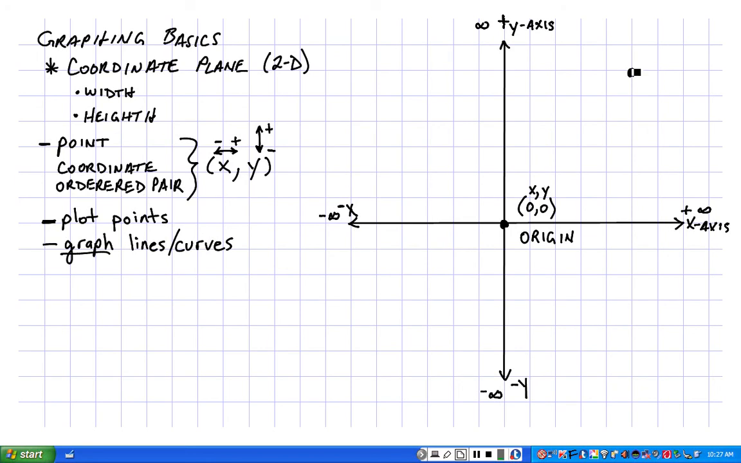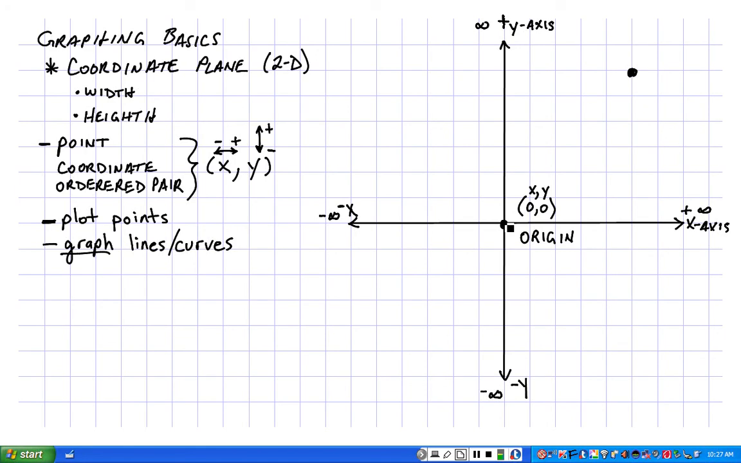Now, when we're talking again about identifying the location of a point with reference to the origin, we say a point is an x and a y, where x is positive to the right, negative to the left, y is positive going up, negative when you go down.